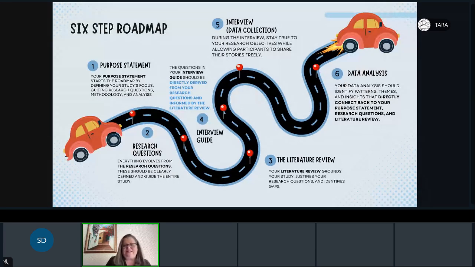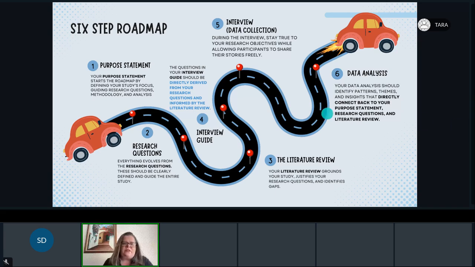You start with the purpose statement. You've identified a problem and you want to address it in your study. So you create a purpose statement of what you're going to do, what your study is about. It's where your roadmap begins, and it's going to determine what research questions you develop, your methodology, and your analysis. And then you get to your research questions, okay? Everything evolves from here. These are what you, the researcher, want to uncover in your study. Do not confuse these with your interview questions. Your RQs should be clearly defined and guide the entire study.